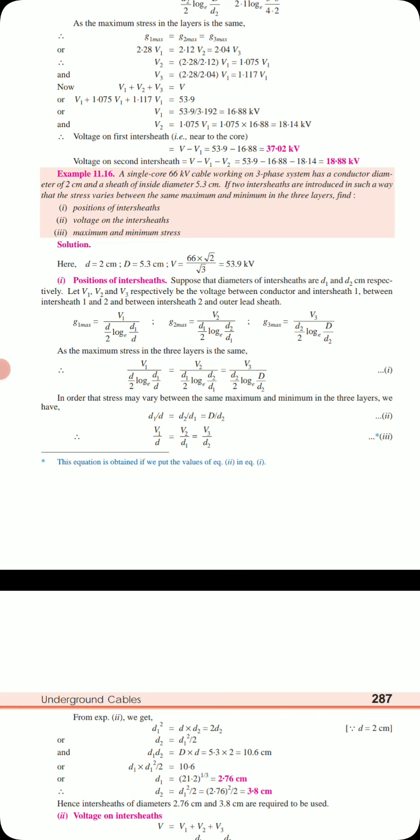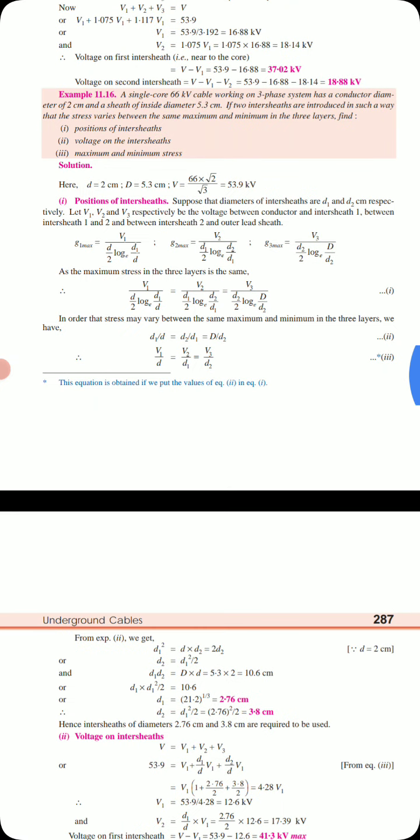So the first thing is the position of the intersheaths. We need to calculate what is d1, d2. We know the G1 max, G2 max, G3 max equations very well, and we know that all these three are equal. So in order that the stress may vary between the same maximum and minimum in three layers, we will have d1 by d is equal to d2 by d1 is equal to D by d2. So, or we can write V1 by d is equal to V2 by d1 is equal to V3 by d2. This is the conclusion we should have, because if you compare all these three equations, we can write like this.